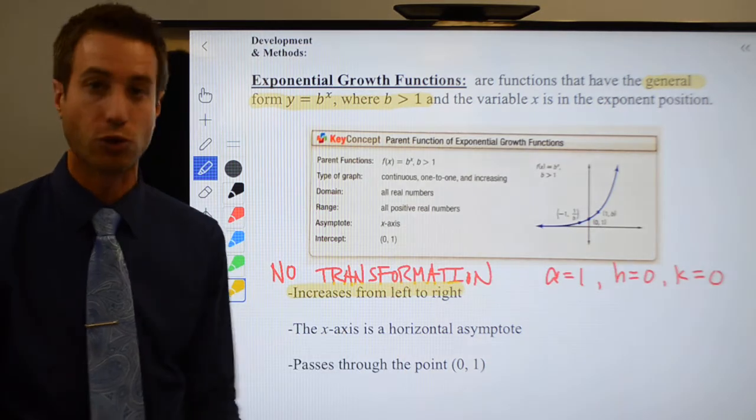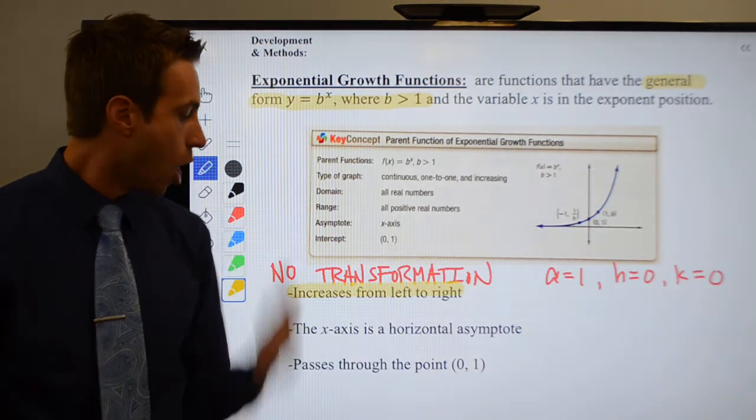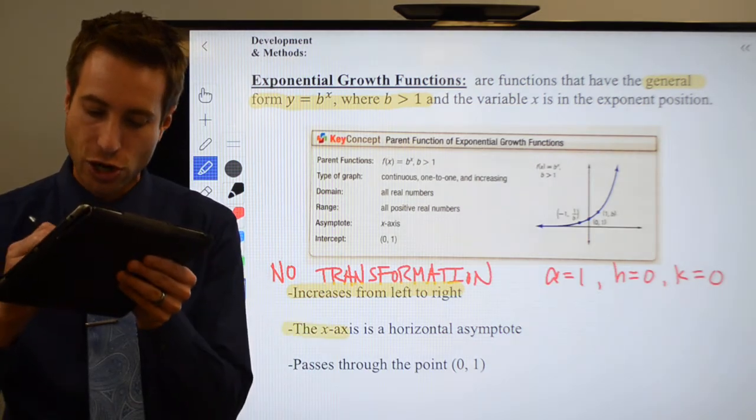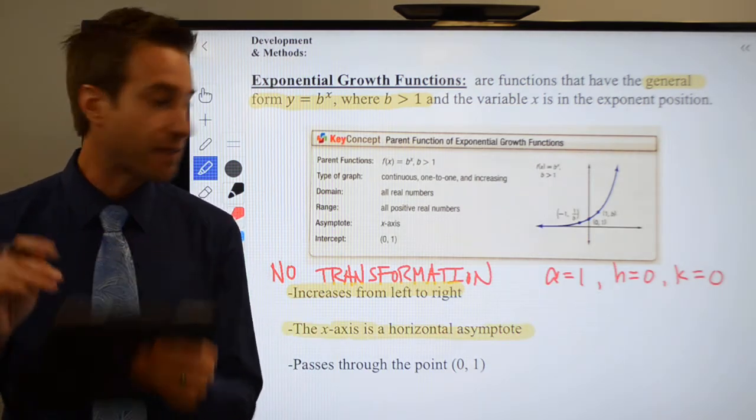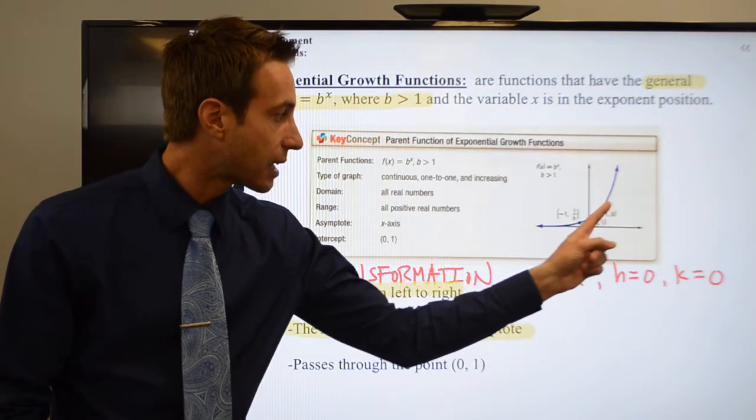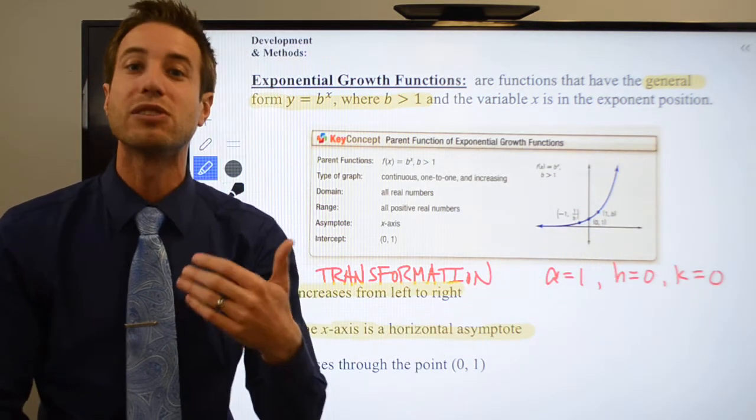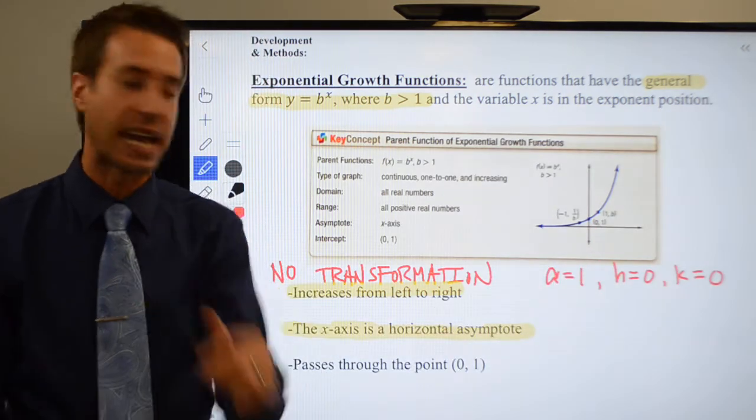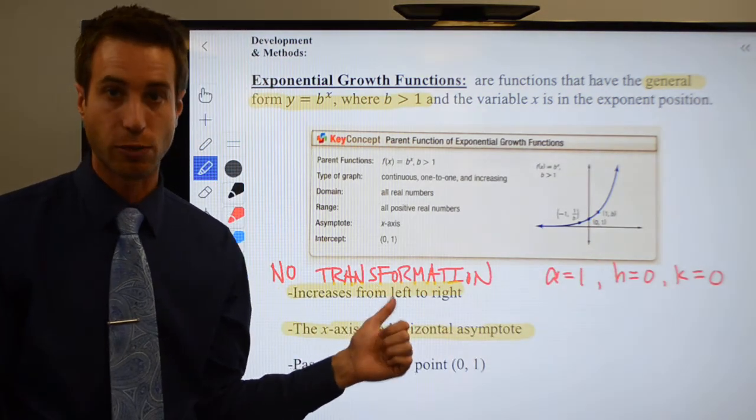Again, as long as there's no transformations, that will always be true. Also, the x-axis is going to be your horizontal asymptote. Please notice that in the graph I've given you here, that line comes very, very close to, but will never touch the horizontal asymptote, which is the x-axis. Again, as long as there are no transformations.